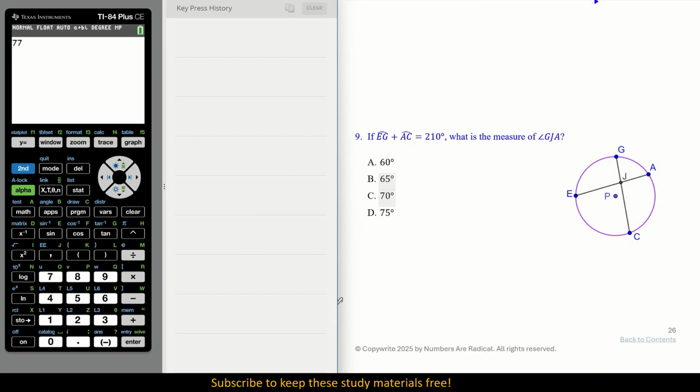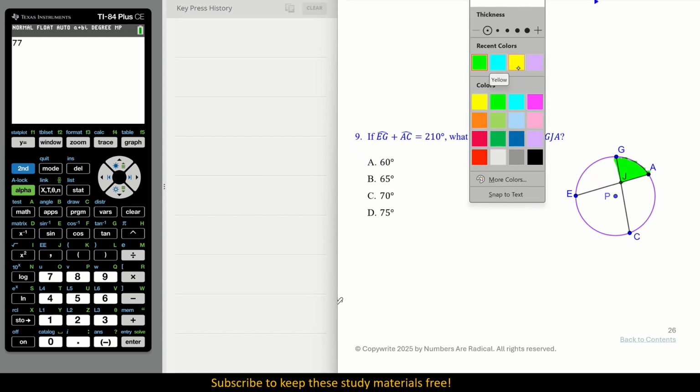Number 9, if the arc AG plus the arc AC equals 210, what is the measure of angle GJA? So that would be this here. Let's go ahead and color these. This is what we're looking for.